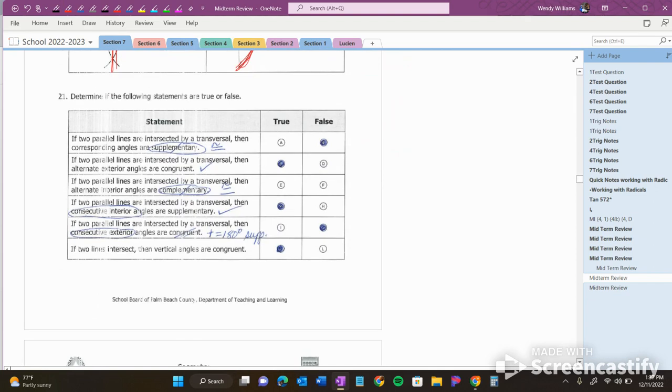Read these below 21 very, very carefully. If 2 parallel lines are intersected by a transversal, then corresponding angles are not supplementary, they are congruent. 2 parallel lines intersected by a transversal, alternating exterior angles are congruent, correct. Alternate interiors are not complementary, they are congruent. Consecutive, these 2, the word consecutive will lead to supplementary.